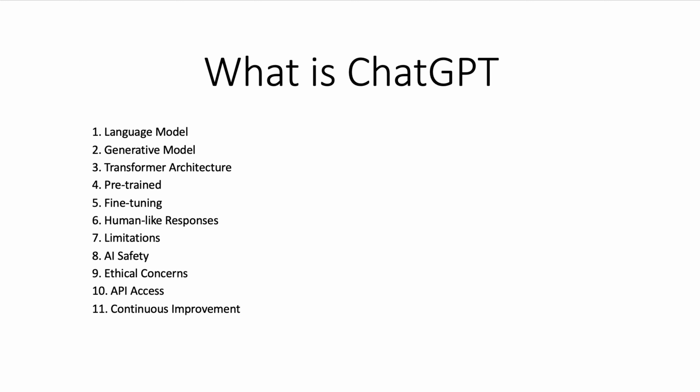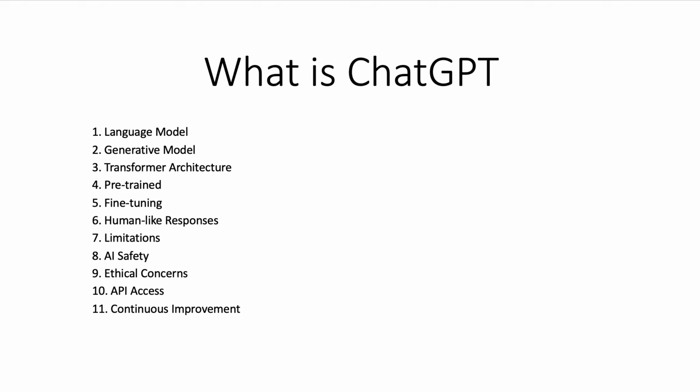What is ChatGPT? ChatGPT, which stands for Chat Generative Pre-trained Transformer, is basically an LLM-based model, also known as a large language model based chatbot developed by OpenAI. This is the definition given by OpenAI itself. It was launched on November 30, 2022, and this model interacts in a conversational way, making it possible to answer follow-up questions, admit its mistakes, challenge incorrect premises, and reject inappropriate requests as well.